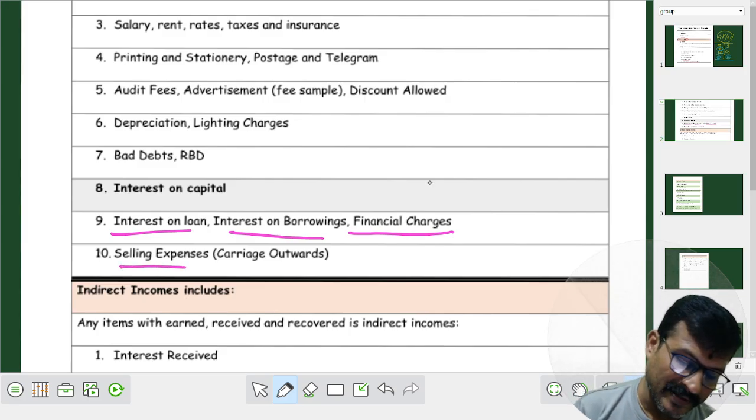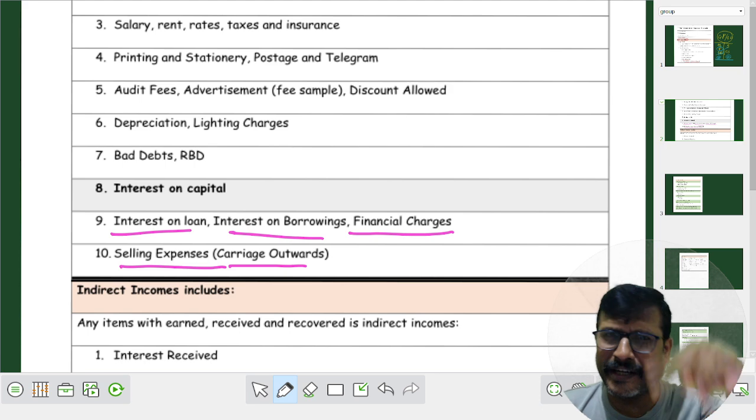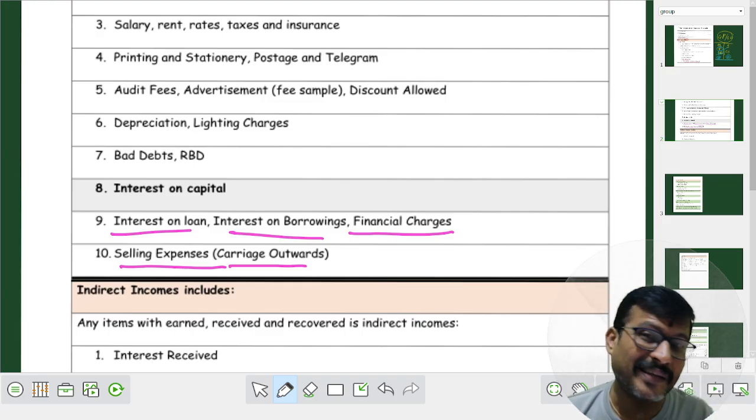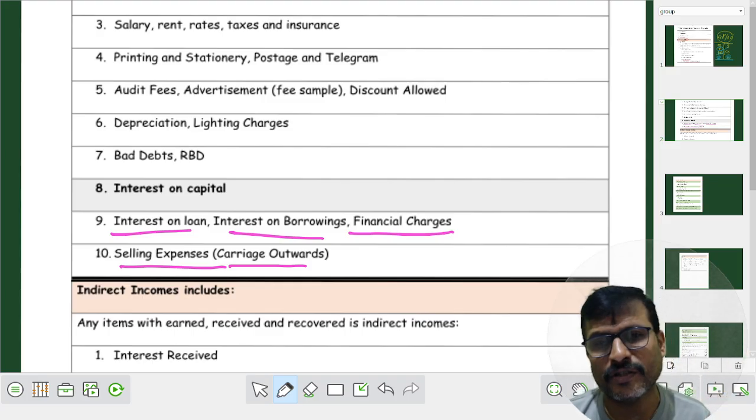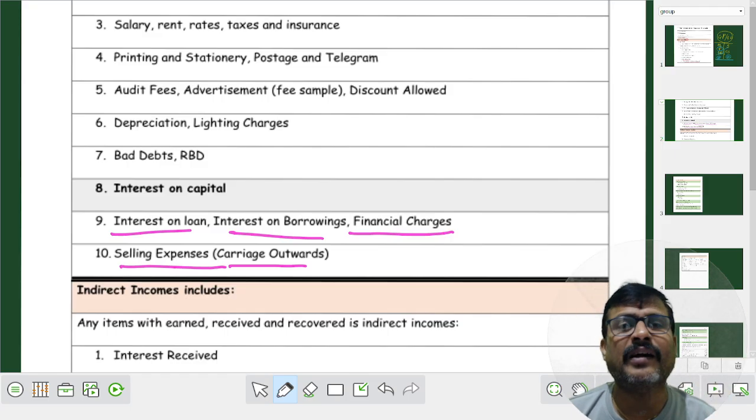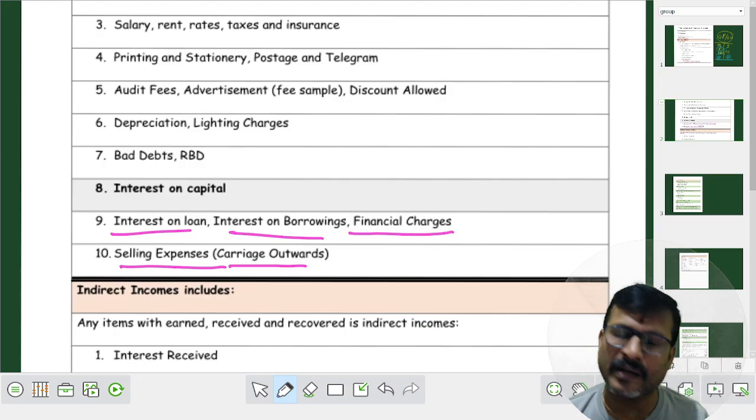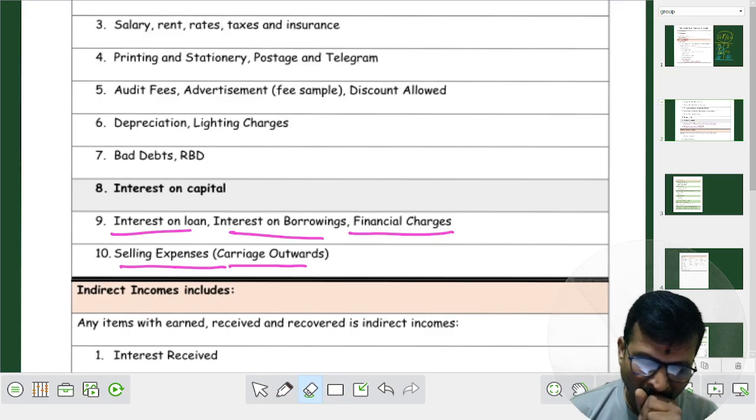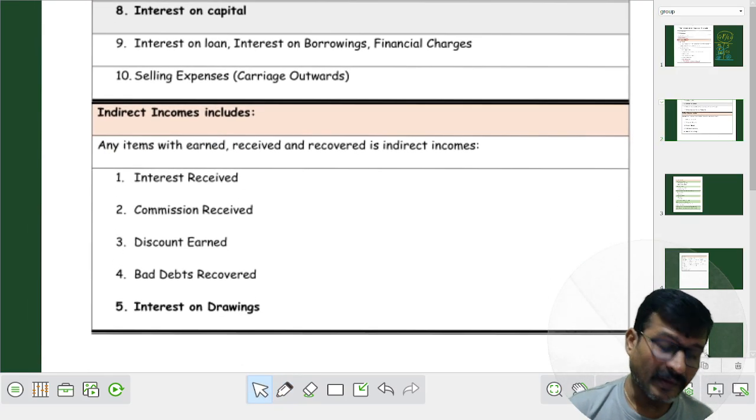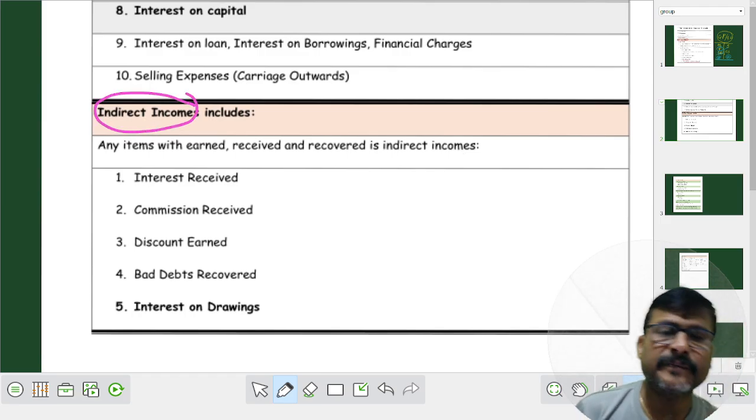Then selling expenses called carriage outward. Remember, carriage inward is in the trading account, carriage outward is in the profit and loss account. That is our basic PU knowledge. Carriage inward is direct expenses, comes in the trading account. Carriage outward is indirect expenses, comes in the P&L account. Got it? Now, this P&L account also includes your indirect incomes.